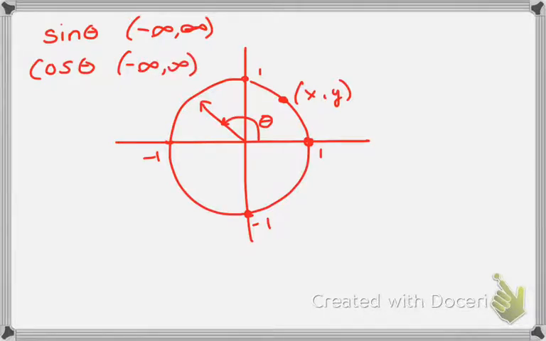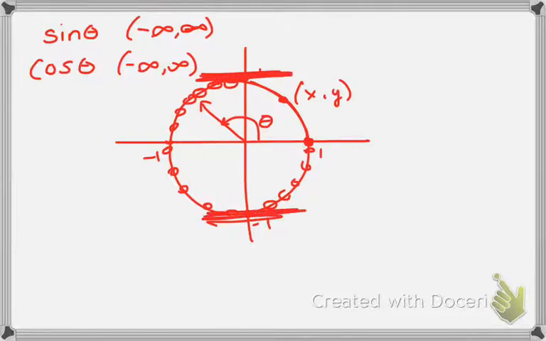If we think about the range, the range would be the output. When we get that output, we're going to get something on my unit circle. I can only get something between 1 and -1 for both sine and cosine. My x is cosine, so my x is only going from -1 to 1, and my y is only going from -1 to 1.